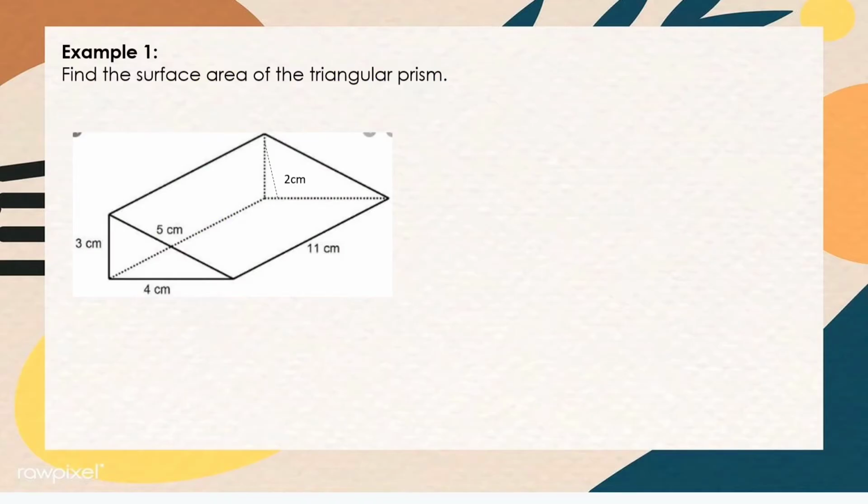So let's take example number 1. We have to find the surface area of a triangular prism. So here is the figure with the given measurements. Okay, so the first step is to find the lateral area. The formula we need here is: lateral area is equal to perimeter times the height.